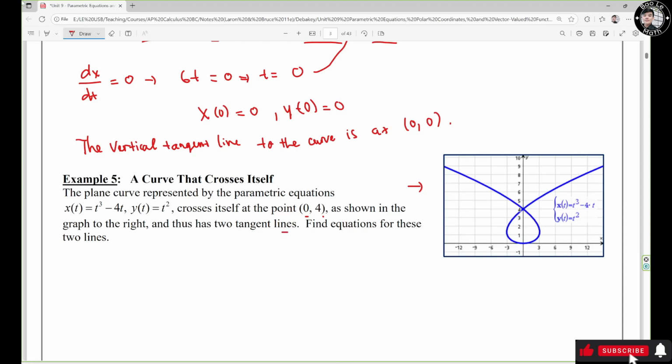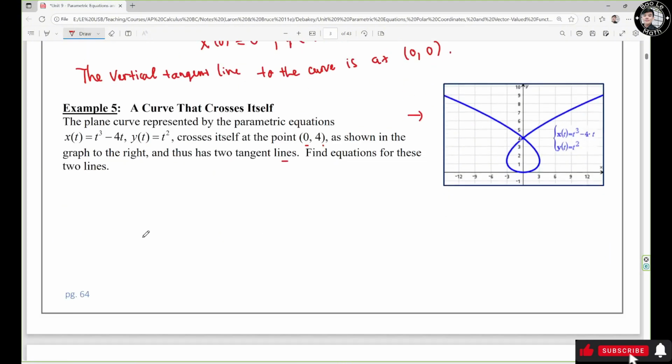Again, in order to find the equation of the tangent line, you need to find the slope. The slope is dy/dx equals dy/dt divided by dx/dt. For the top, take the derivative of the function y with respect to t, so it's 2t. For the bottom, take the derivative of the function x with respect to t, so it's 3t squared minus 4.